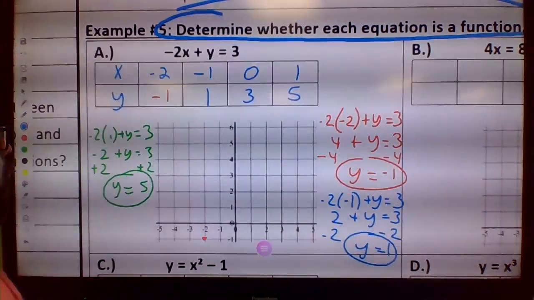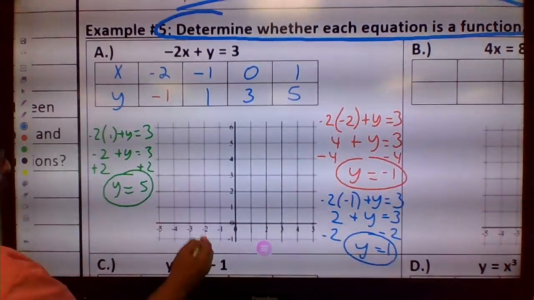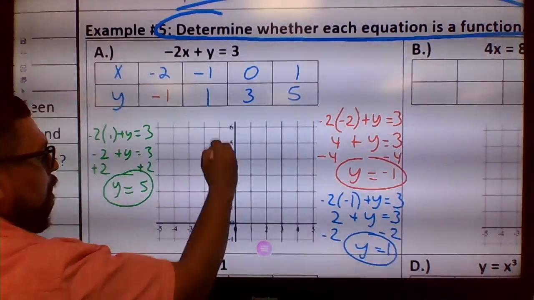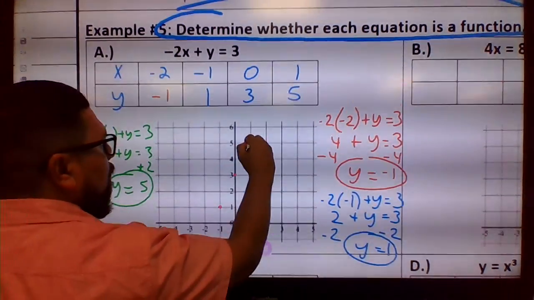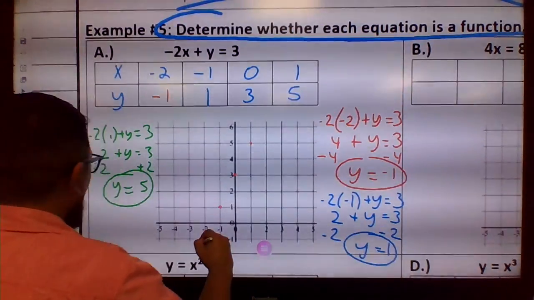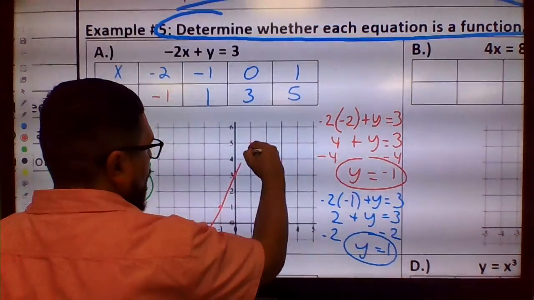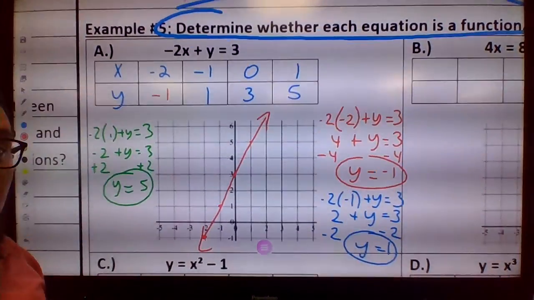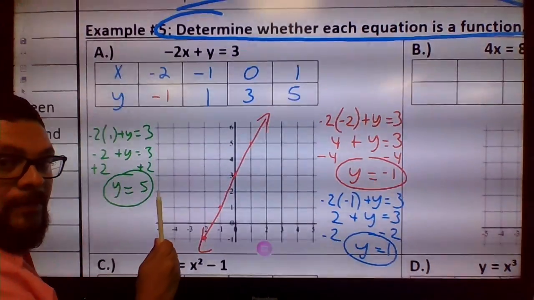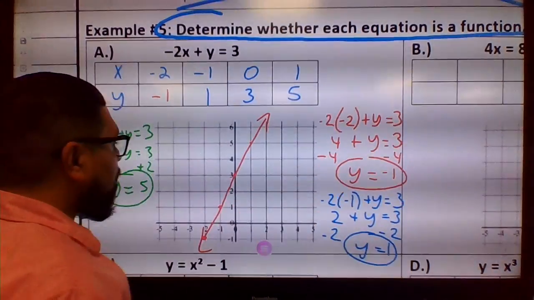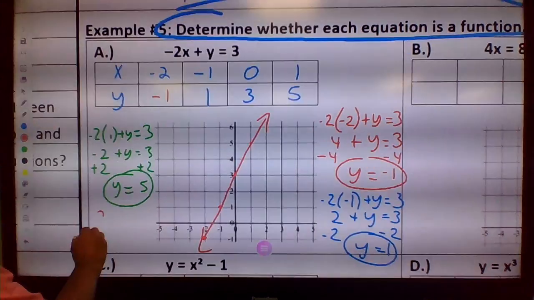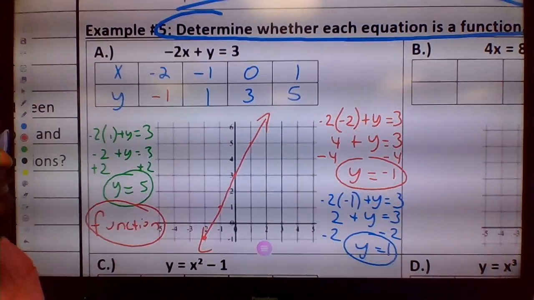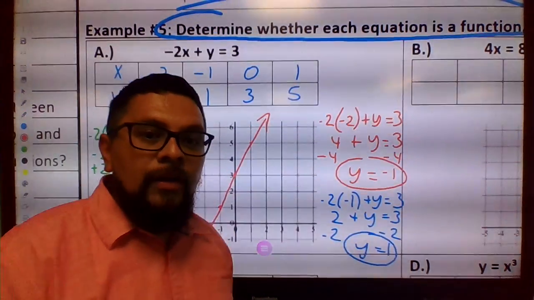Let's go ahead and plot them. So (-2, -1), (-1, 1), (0, 3), and then (1, 5). It looks like they keep going, so it looks like it's continuous. With a vertical line test, it crosses only once. So this is a function. Now let's go ahead and go on to D.